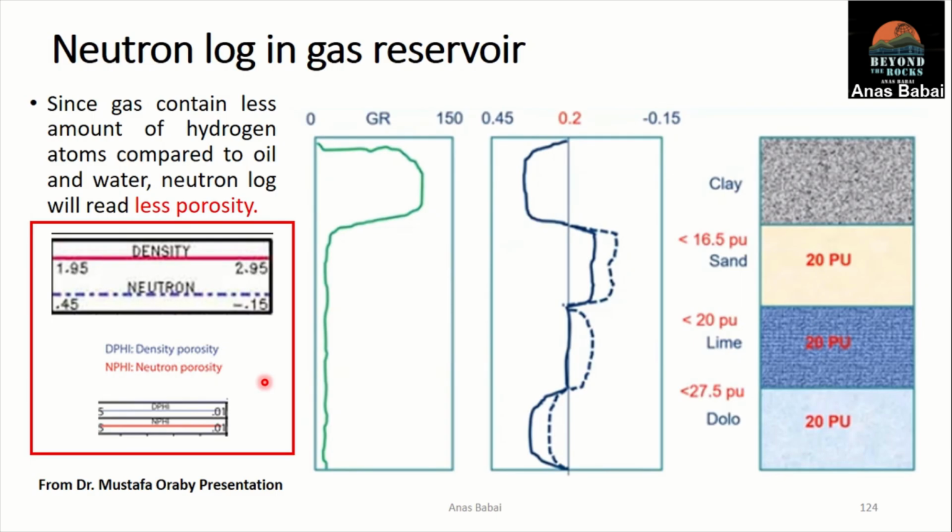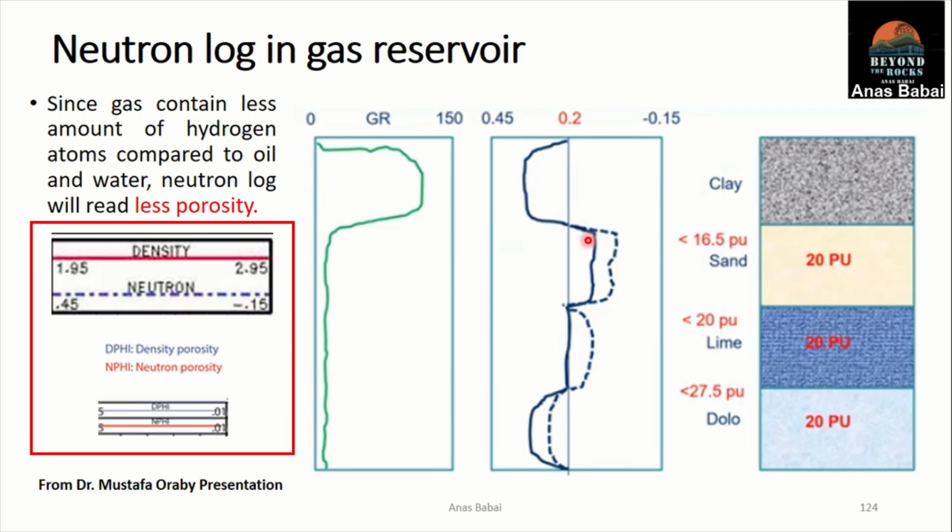Now let us see the effect of gas in the log response. When it comes to the neutron log, we know that the principle of neutron is that it's sensitive to hydrogen, and since in gas the hydrogen content will be less, that means the porosity values in the neutron log in a gas interval will be less.